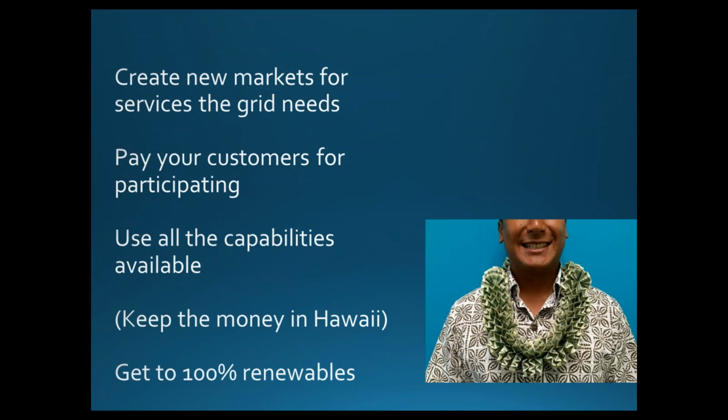To summarize what I'm saying here, really, you need new markets in order to serve the needs that are out there. You benefit by paying your customers for participating in those grids, and you make better customers out of market participants. You use all the capabilities that are available from the DERs. You don't leave any sort of value hanging on the tree or on the table. You keep the money in Hawaii with your customers. This is obviously more aimed at the Hawaiian market, but ultimately there's the benefit of you paying your customers as market participants and keeping them happy because they're contributing and participating. And this is the way we get to 100% renewables. Thank you.